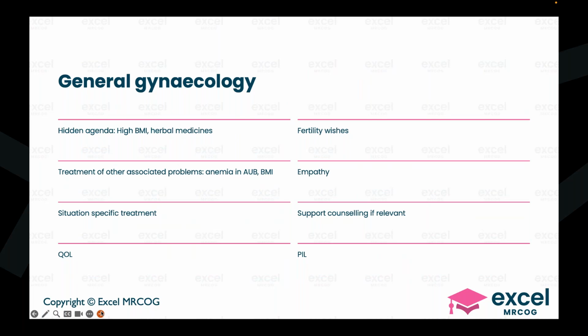You need to have situation-specific treatment for her. Not everything under the sun would be applicable to all the patients. So if it's a fibroid uterus, specific to her situation, don't say expectant management when there is heavy bleeding. How this is affecting her quality of life is important for you to know. Fertility wish is very important. Empathy, support, counseling, PIL, these are important points.